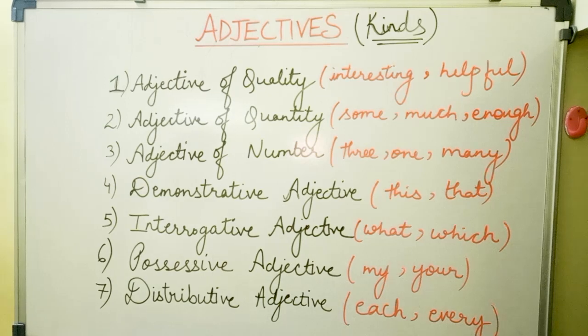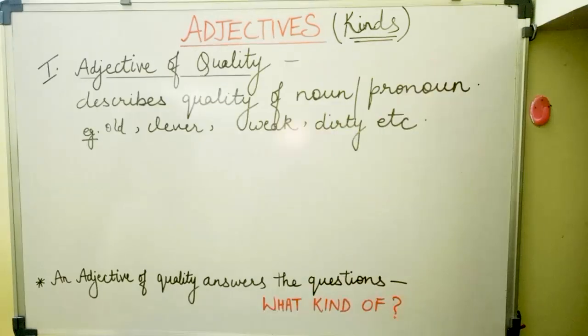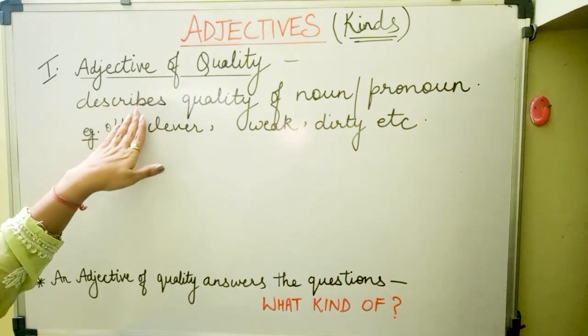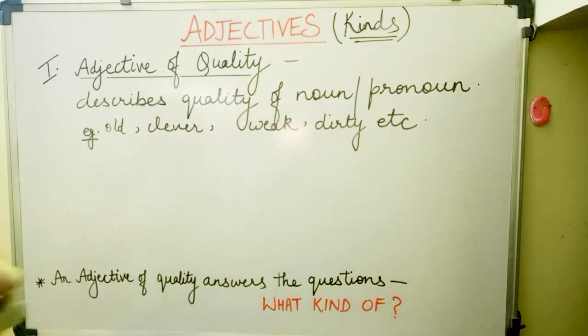For example, there is a group, and if we talk about each and every member or each and every person of that group, then we use a distributive adjective. So we will learn about all these adjectives in detail. Children, let's begin with the first kind of adjective, that is adjective of quality. Adjective of quality describes the quality of a noun or pronoun.